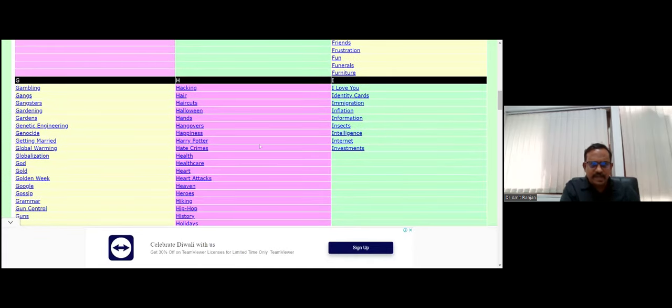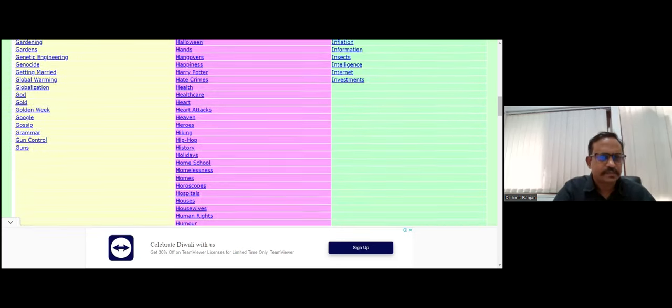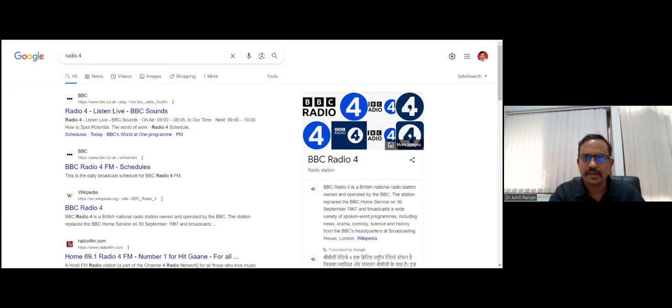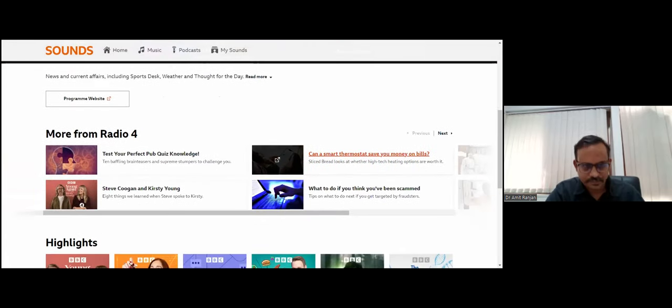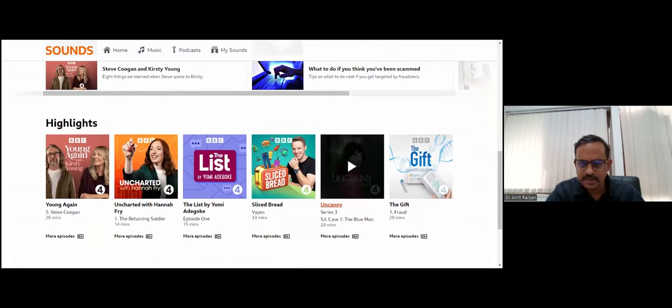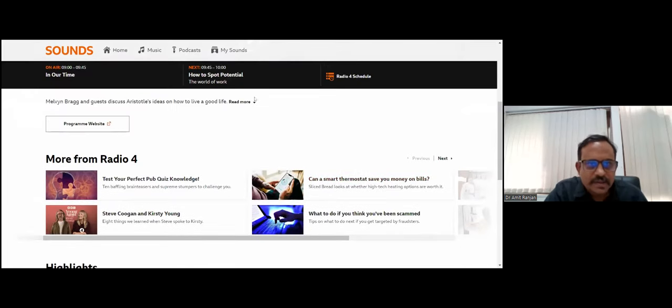So for example, in H, there's hacking, there's hate crimes, heart attacks, all very useful things for students to learn and also discuss in the class, right? Then there is also a very good podcast called Radio 4, which is also BBC. So you just have to type in Google Radio 4 and it comes up. As you can see here also, there's a whole list of interesting topics, the gift, sliced bread, etc. And there's quizzes as well.